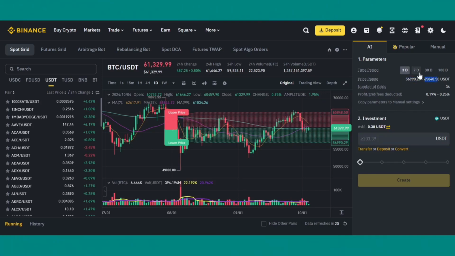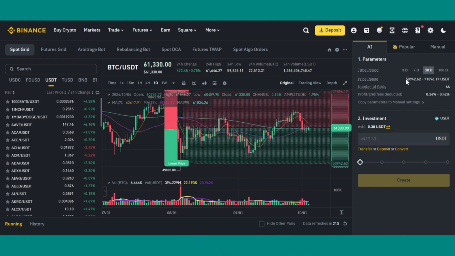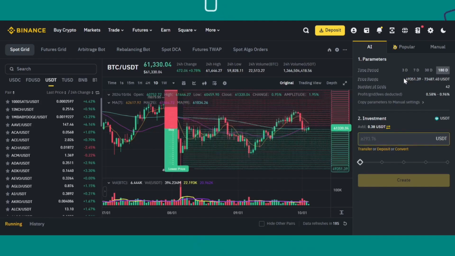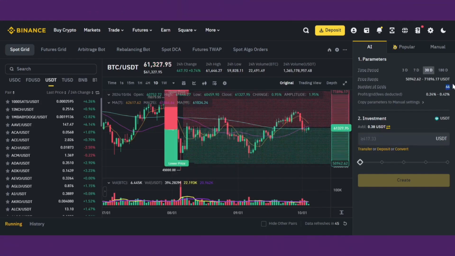If you choose 7 days, it gives the price range for that. For 3 days the range is about 56,996 to 56,865, then 54 to 68 on 7 days, 50 to 71 on 30 days, and 49 to 73 on 180 days. As you increase the number of days, the price range increases and the number of grids increases accordingly. If we want to understand how this trading bot works, first we have to understand the importance of price range and number of grids.